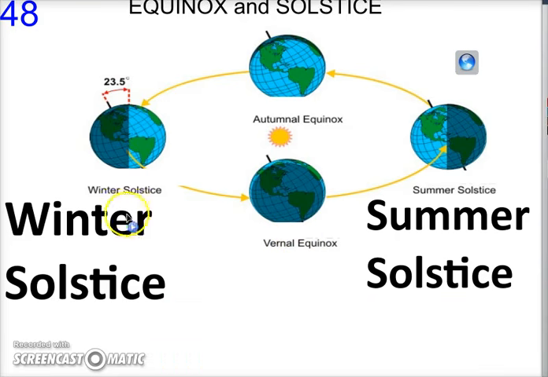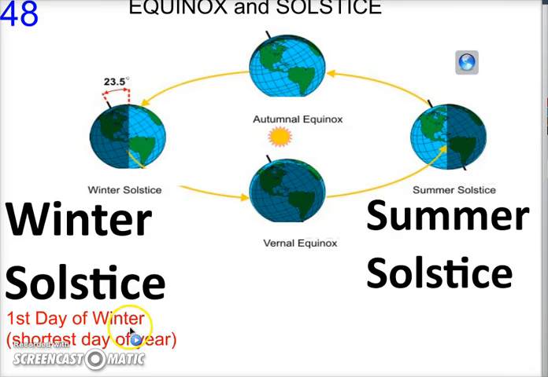So the winter solstice happens for the northern hemisphere. This would be our first day of winter, our shortest day of the year. In 2017, this will be occurring on December 21st. Notice that the northern hemisphere is tilted away from the sun, while the southern hemisphere is tilted towards the sun.